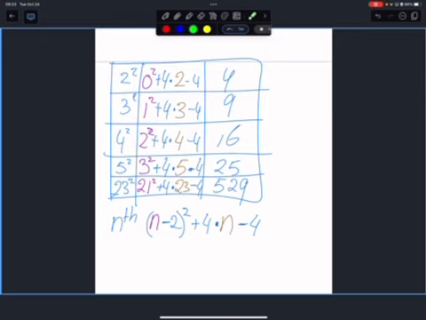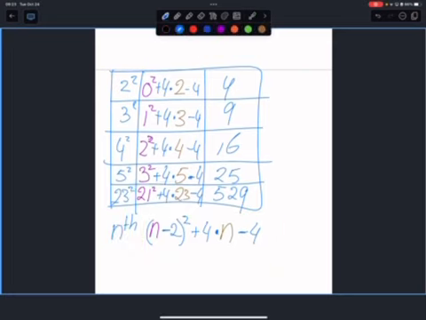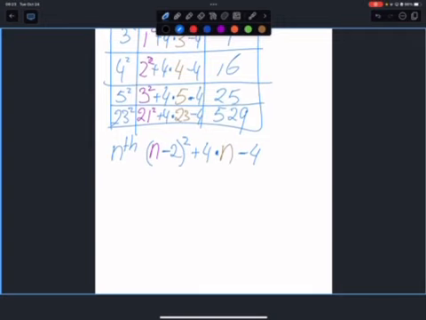This is the nth term. Try to understand the nth term. Nth term means any number I place in the n, you use this specific formula to get to the answer. So if I say, what is the answer to 2 squared? You use this formula.